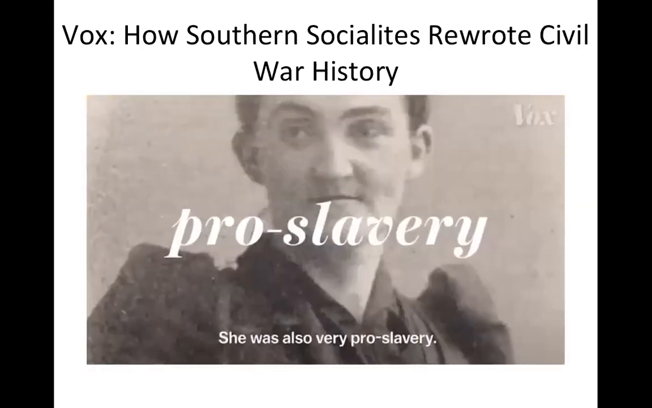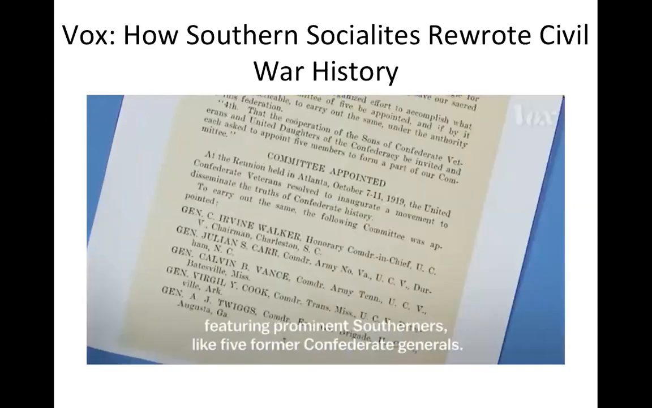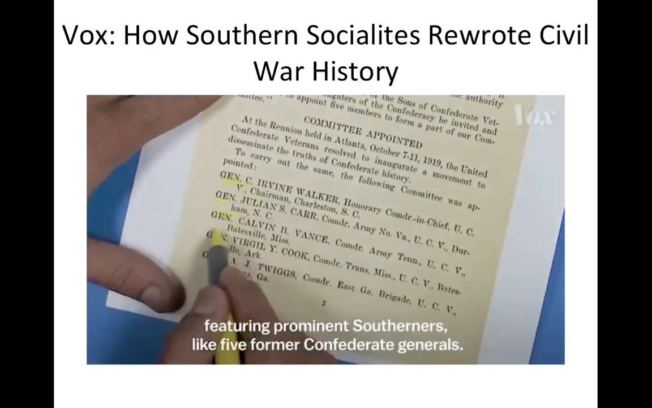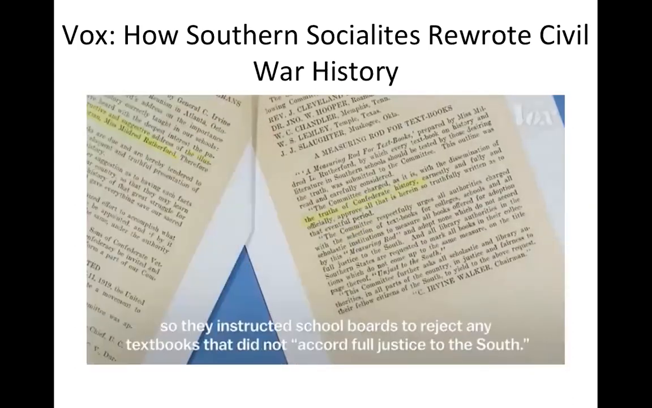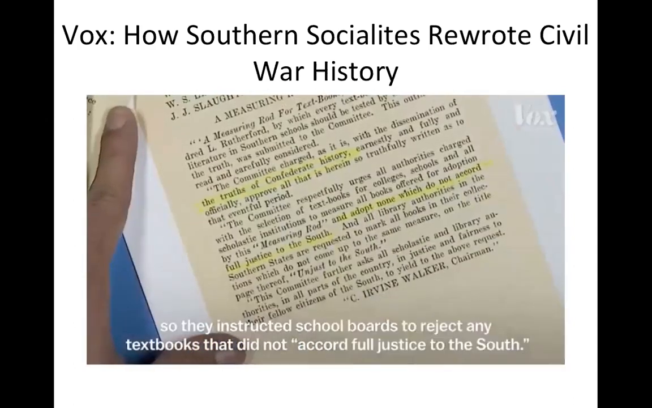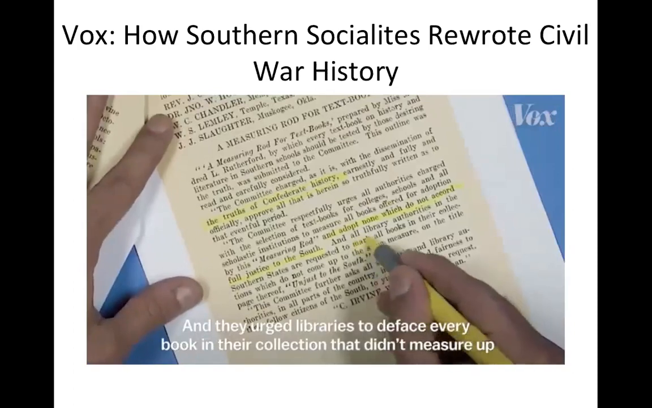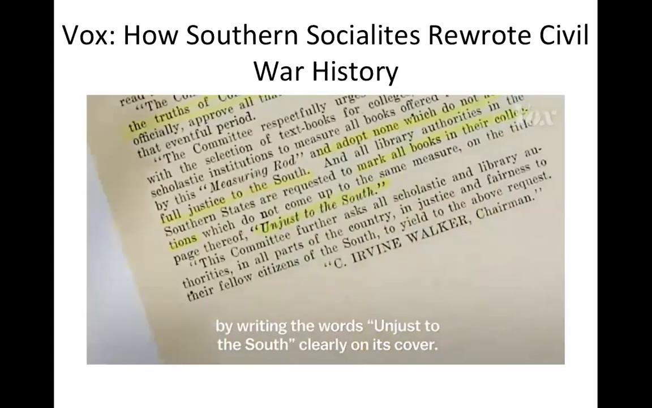She's also very pro-slavery. The pamphlet announced the formation of a textbook review committee featuring prominent Southerners like 5 former Confederate generals. This group was committed to spreading the truths of Confederate history, so they instructed school boards to reject any textbooks that did not accord full justice to the South. And they urged libraries to deface every book in their collection that didn't measure up by writing the words "unjust to the South" clearly on its cover.